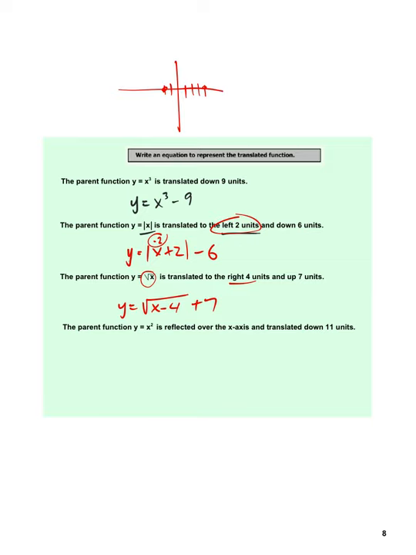And then the last one here, we have a parent function of x squared. It's going to be reflected over the x-axis. So again, reflection over the x-axis is a vertical reflection, and a vertical reflection puts the negative out front. So it'd be a negative of x squared. And then down 11 units would look like this. So the reflection over the x-axis is that negative out front, again, because it's vertical. And then translated down is the -11 at the end.